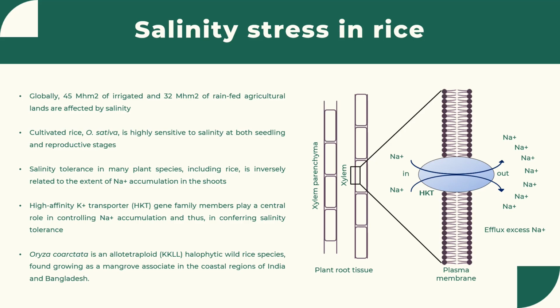So far, HKTs are mainly studied in the halophytic rice species Oryza coarctata. It is an allotetraploid cultivated mostly in the coastal regions of India and Bangladesh. Our study identified crucial residue variations near the pore entrance of HKTs that control ion transport.